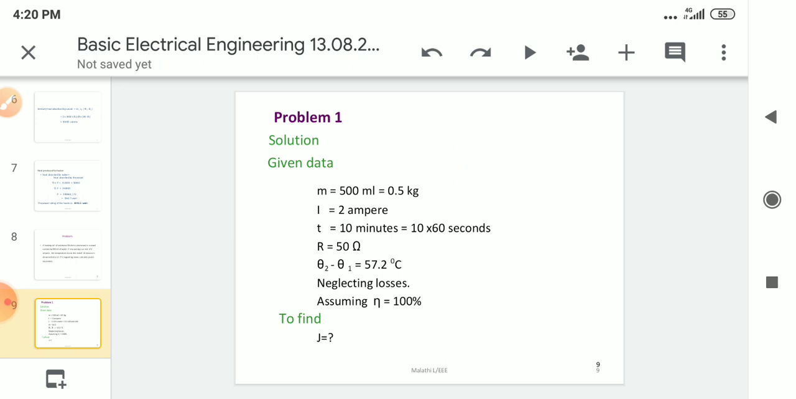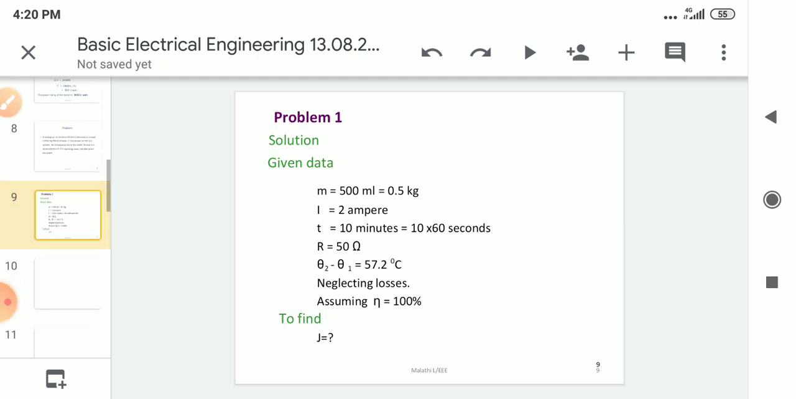Next, I is given as 2 amperes. T is equal to 10 minutes, so 10 into 60 seconds. R is equal to 50, given. Theta 2 minus theta 1 is equal to 57.2 degrees centigrade. Here they are also telling us to neglect the losses. If we neglect the losses, then output is equal to input, so our efficiency is 100%. What we have to find is the value of Joule's constant, the J value.